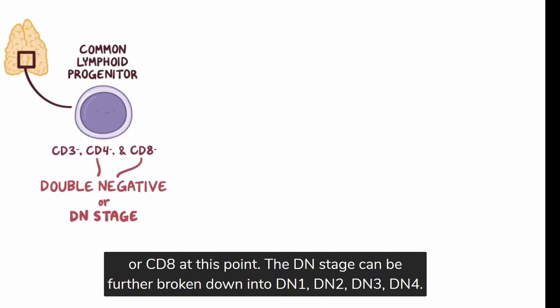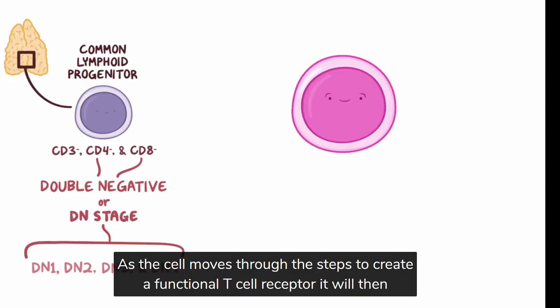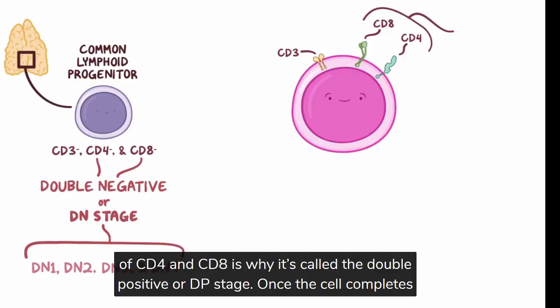this point. The DN stage can be further broken down into DN1, DN2, DN3, and DN4. As the cell moves through the steps to create a functional T cell receptor, it'll then begin to express CD3 in addition to CD4 and CD8, all on the same cell. The dual expression of CD4 and CD8 is why it's called the double positive or DP stage.